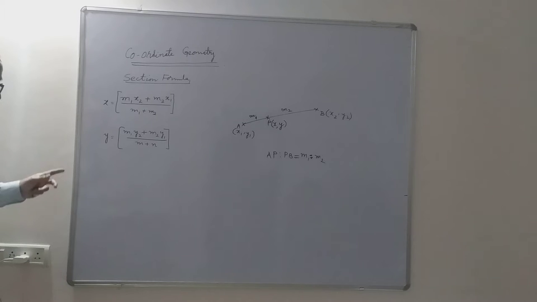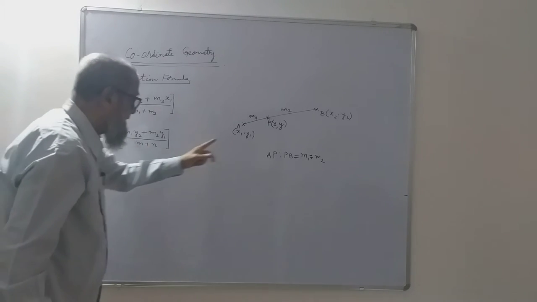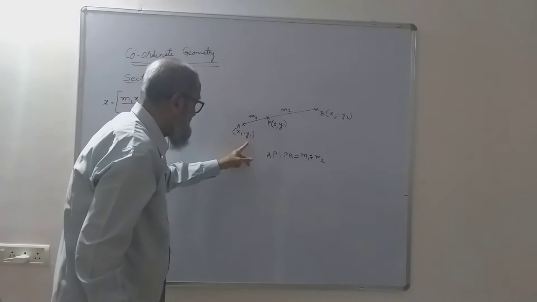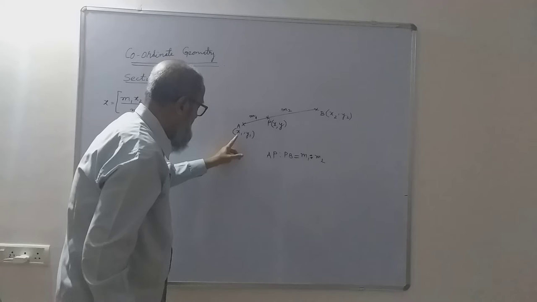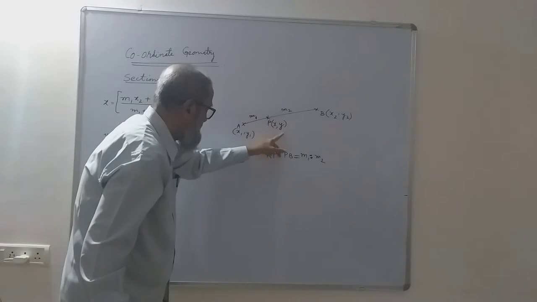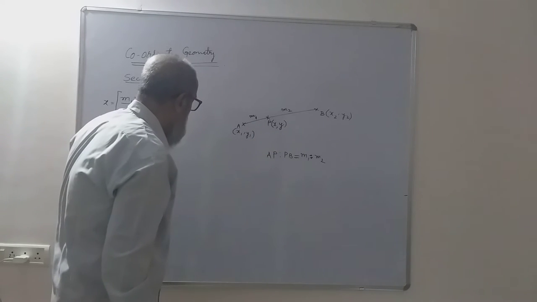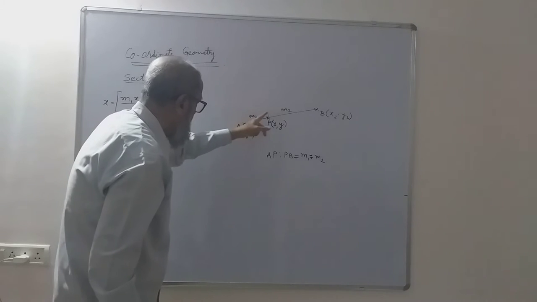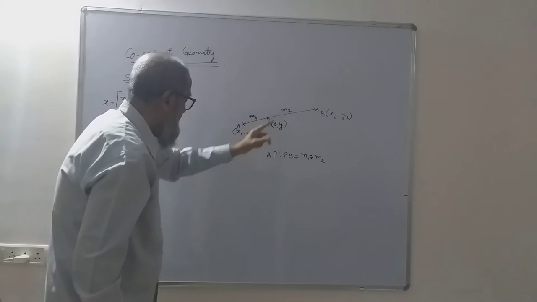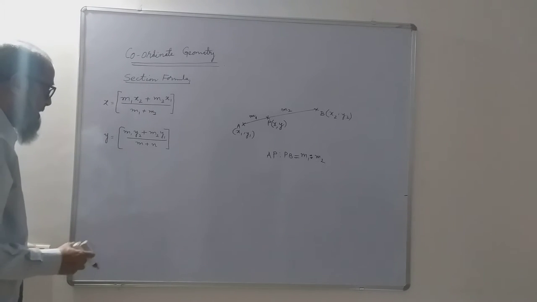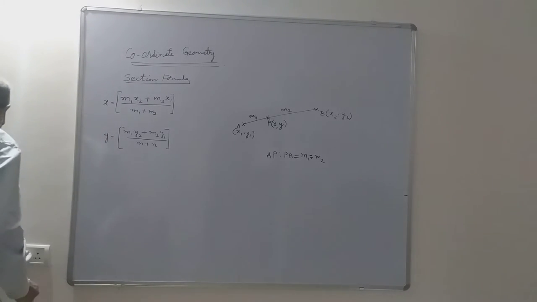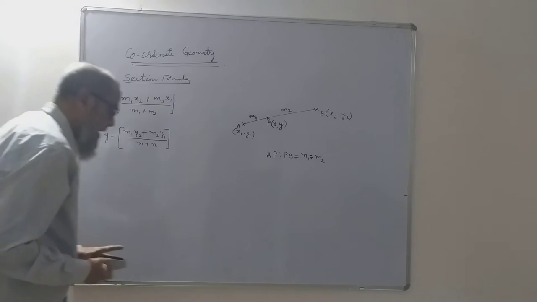From this we can find out (x, y) given (x1, y1), (x2, y2) and m1 and m2. Or if they have given (x1, y1), (x, y) and (x2, y2), using the same formula, we can find out m1 is to m2, that is, in what ratio the line is getting divided. On this, again, we will get some problems. Let us see some problems here.